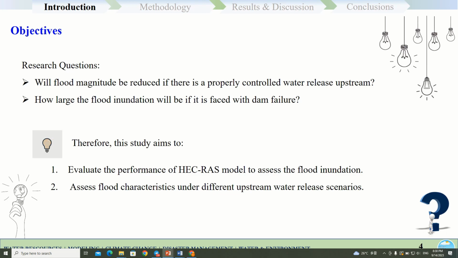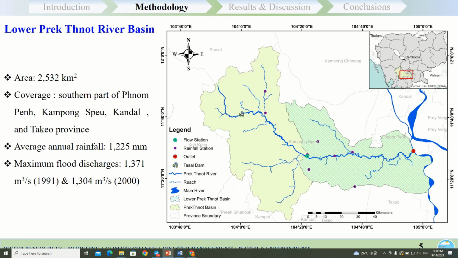In order to answer the questions, our study aimed, first, to evaluate the performance of the HEC-RAS model to assess flood inundation, and second, to assess the flood characteristics under the different upstream water release scenarios. The study was applied to the lower Prek Thnot River Basin because the flood occurs mostly downstream of the basin. On the right-hand side, as you can see, is the map of our study area, and the left-hand side is the general information of our study area.